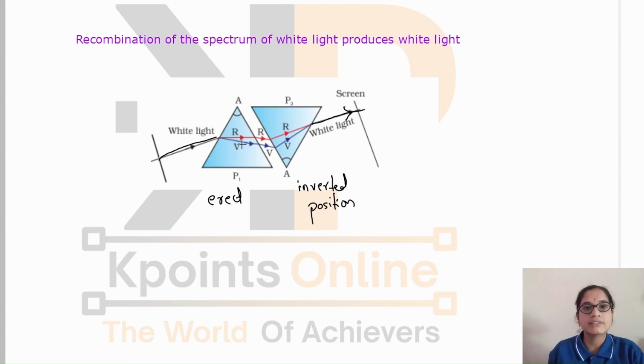You can see here the refracted ray will always bend towards the base. In this case also, when the spectrum of colors was passed through the prism placed in the inverted position, it is also bending towards the base as it is in the inverted position. So the recombination took place to form white light. So white light is made up of 7 different colors: violet, indigo, blue, green, yellow, orange, red.